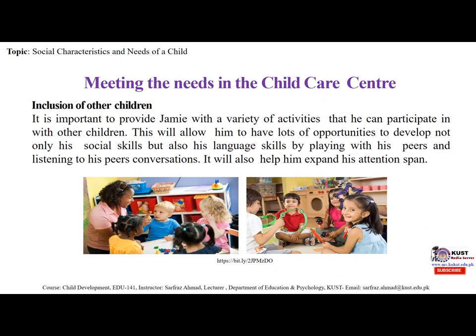And inclusion of other children. This is also important for meeting the needs of children in special child care centers, so we must include the other children also. It is important to provide Jamie with a variety of activities that he can participate in with other children. This will allow him to have a lot of opportunities to develop not only his social skills but also his language skills by playing with his peers and listening to his peers' conversations. It will also help him expand his attention span.